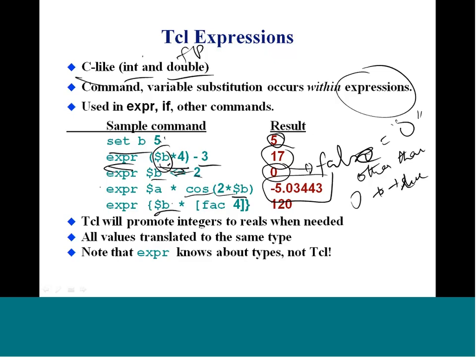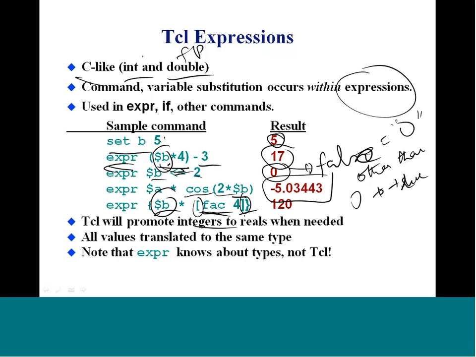Now the other one is expr $B times [fact 4]. Here you notice that it's in between the square brackets, so this is command substituted. Basically, it computes fact 4, and then replaces the bracketed command with that result, and then multiplies by $B. So here this is also substituted. So it is 5 times 4 factorial, which becomes 120.